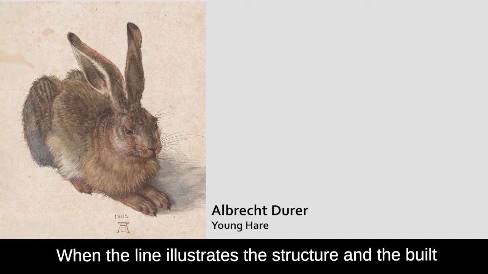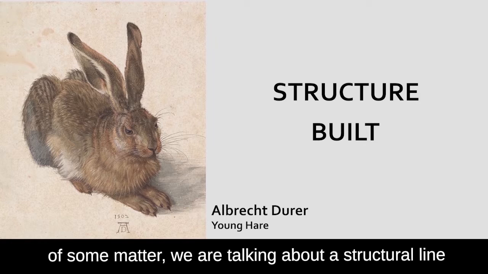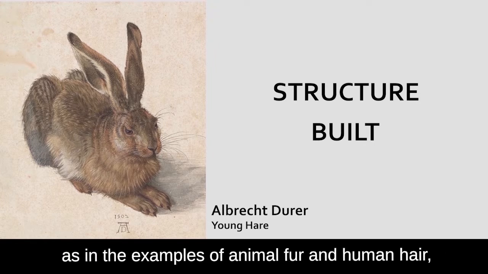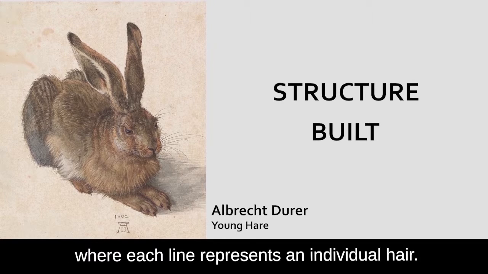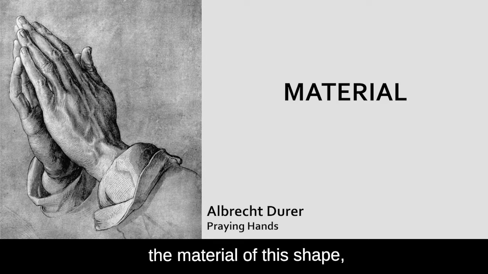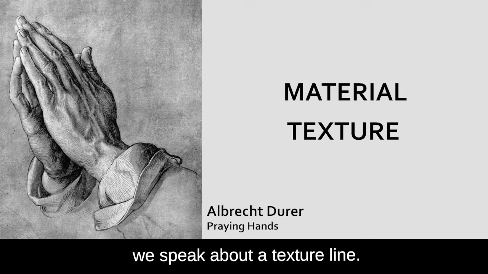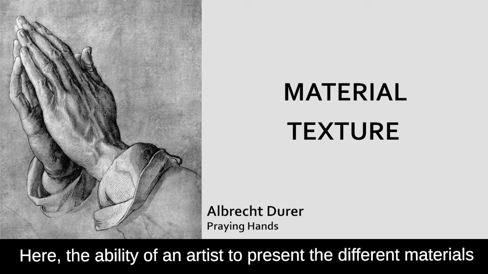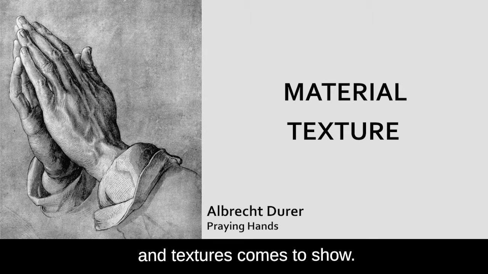When the line illustrates the structure and the build of some matter, we are talking about a structural line, as in the example of animal fur and human hair, where each line represents an individual hair. When some shapes are filled with hatch lines to enchant the material of this shape, we speak about a texture line. Here, the ability of an artist to present the different materials and textures comes to show.